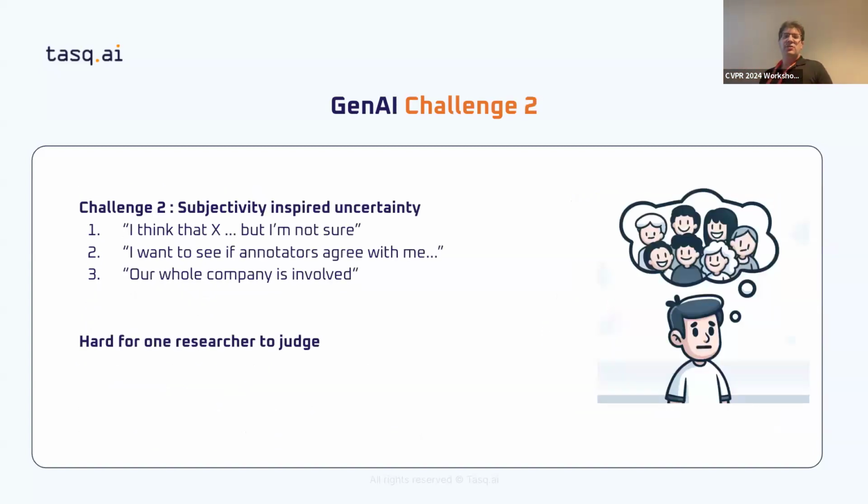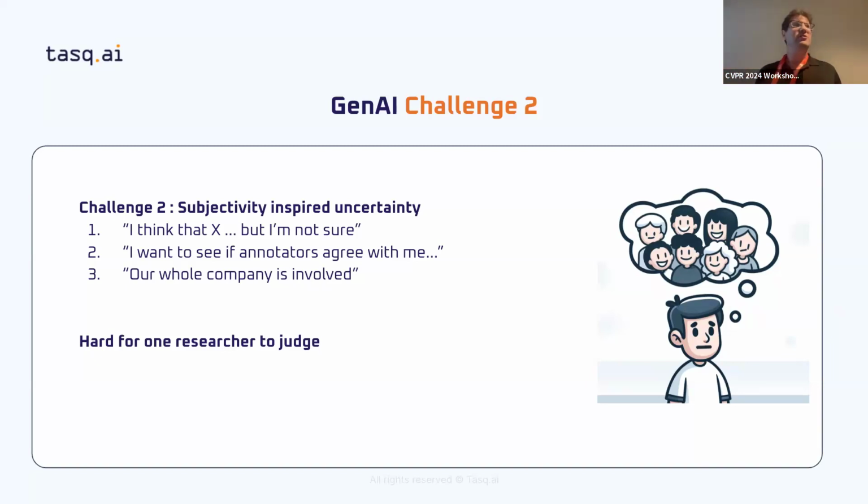A second kind of challenge is uncertainty or unease that people often get because of the subjectivity of the problem. When a single researcher looks at an image, usually they would say things like, I think that blah, blah, blah, but I'm not so sure, or I want to see if the annotators agree with me, be it specialized annotators or just normal people.